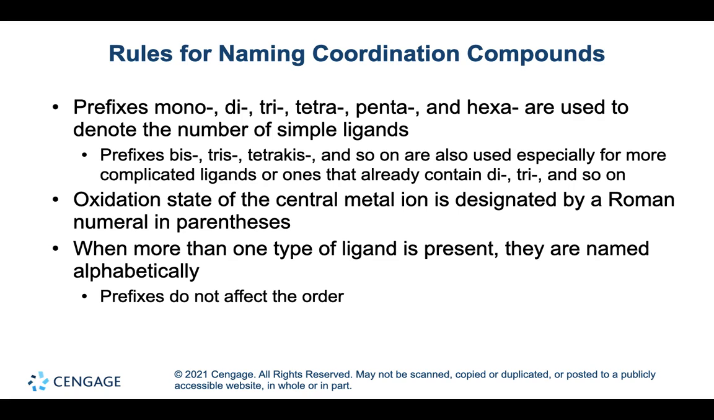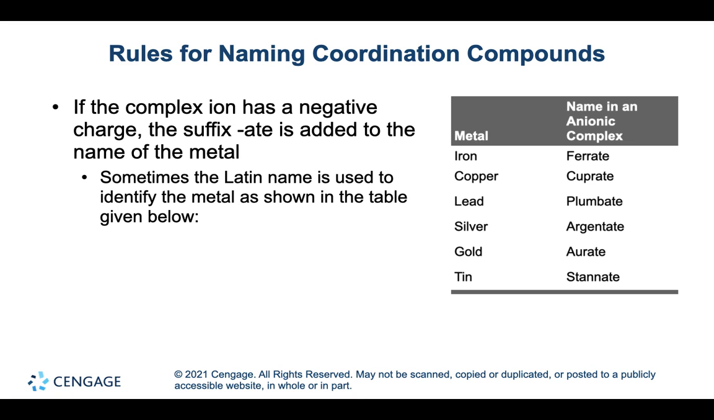The oxidation state of the metal ion is designated with a Roman numeral in parentheses, just like it would be if it was not a coordination compound. And when you have more than one ligand present, you name them alphabetically, so the first one in the alphabet goes first. Prefixes do not affect the order; it's the alphabetical order of the names of the ligands. When your complex ion has a negative charge, instead of saying something like iron 3, we put the suffix "ate" on the Latin name. So iron would be ferrate, copper would be cuprate, lead would be plumbate, and so on.